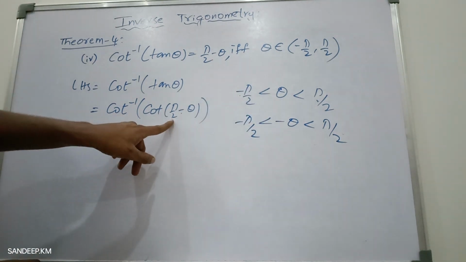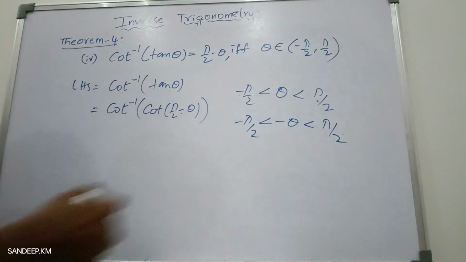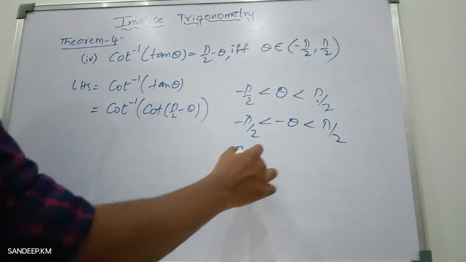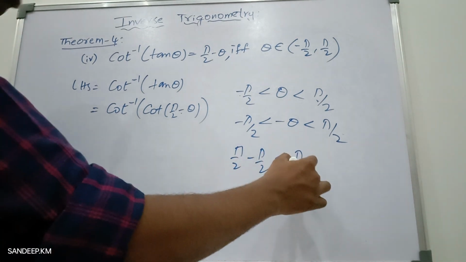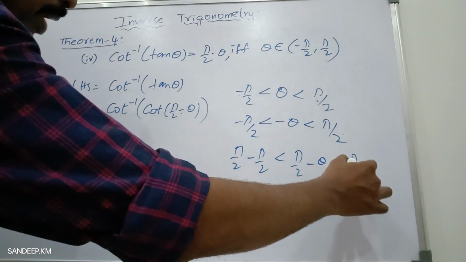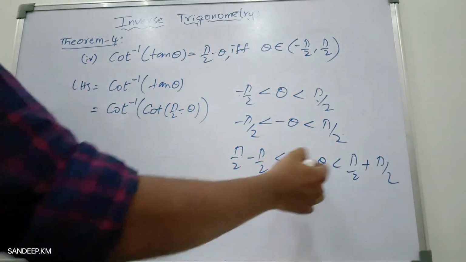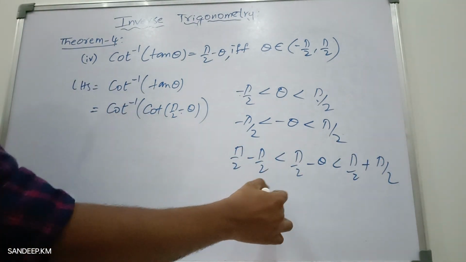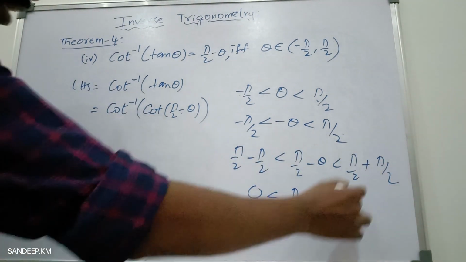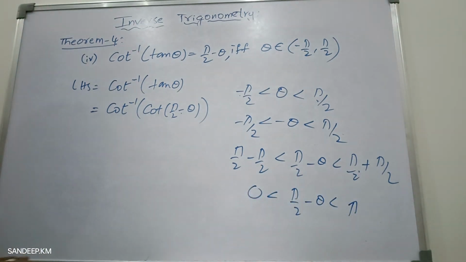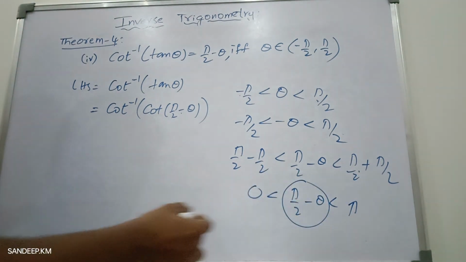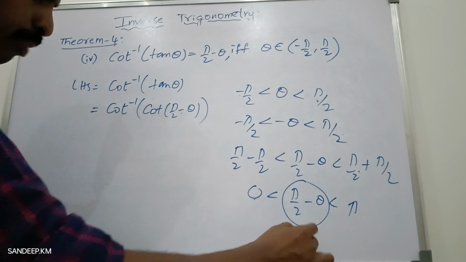Then they have added pi by 2, to get pi by 2 minus theta. So add pi by 2: pi by 2 minus pi by 2 is 0, and pi by 2 plus pi by 2 is pi. So pi by 2 minus theta is between 0 and pi.